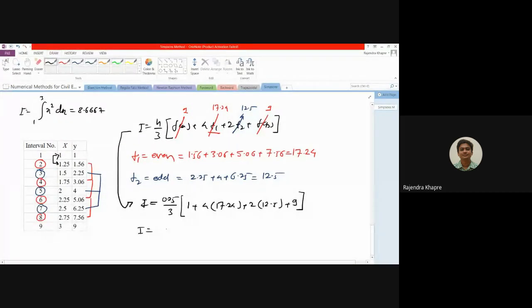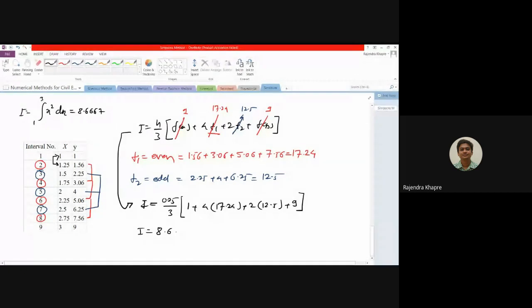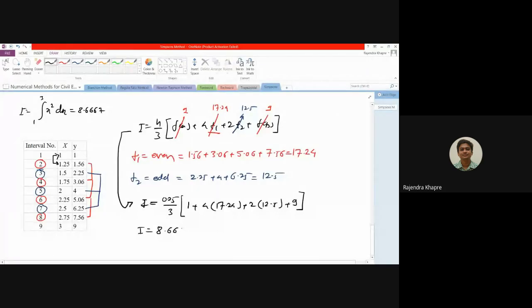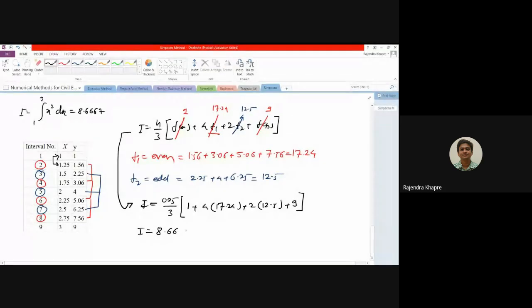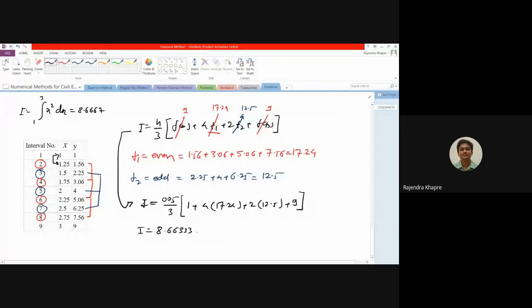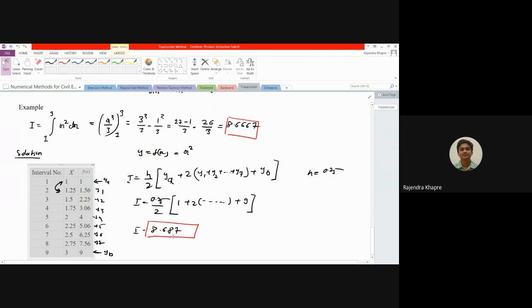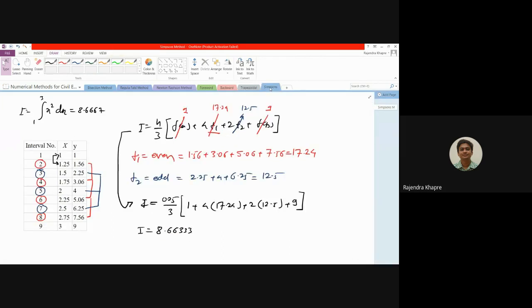How much is this? 8.66333. Okay, that's very good, 8.66. So you can see we are very close to the actual solution. If you refer to the previous notes, we had obtained something like 8.68, and right now we are getting 8.66, which is close to the actual solution.